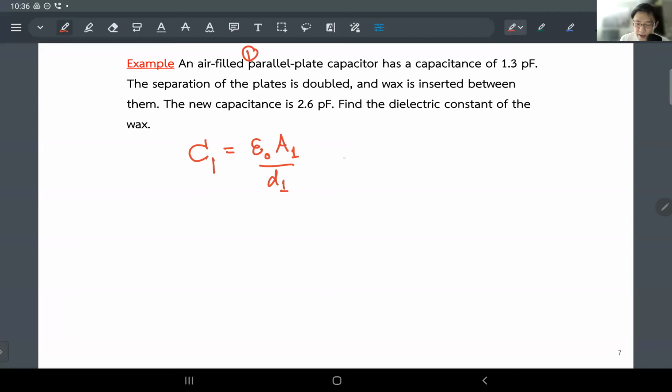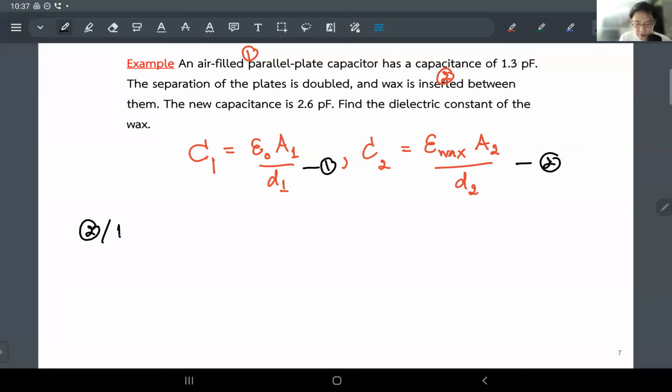And then you do the same thing with the new scenario after insertion of the wax. So you're going to get the epsilon of the wax, times A2 if you want, over the separation D2 if you like. Okay, and I can call this equation number one, this is equation number two. We're doing just like what we did back in the day with thermodynamics stuff. What I'm doing is just taking equation number two and dividing it by equation number one. So what you're getting is C2 over C1 equal to, and now I'm just going to pair up the same type of parameter.